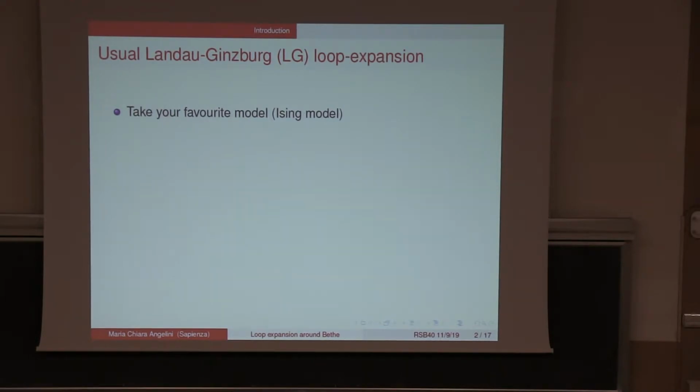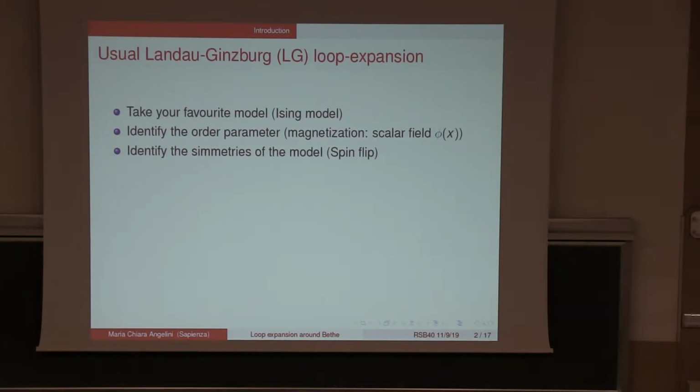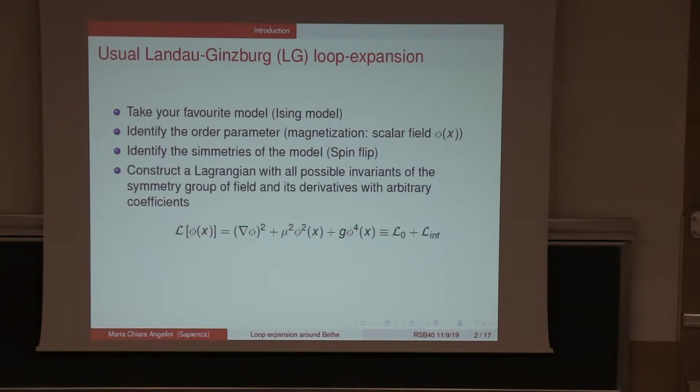So just a few words about the Ginzburg-Landau construction of the Lagrangian. Take your favorite model. My favorite model is not SK, it's the Ising model. Then identify the order parameter. In the Ising model, it's the magnetization, so it's a scalar field. Then identify the symmetries of this model, in this case the spin flip symmetry. Then construct a Lagrangian that is the most general one with all the possible invariants of the symmetry that you identified, constructed with the field and its derivatives. And the coefficients are arbitrary, okay?